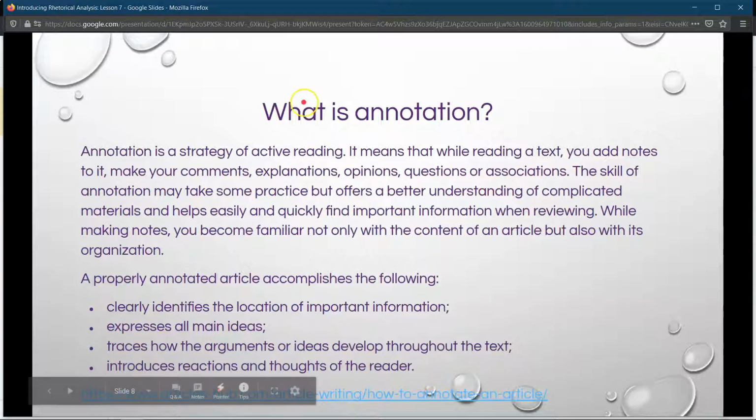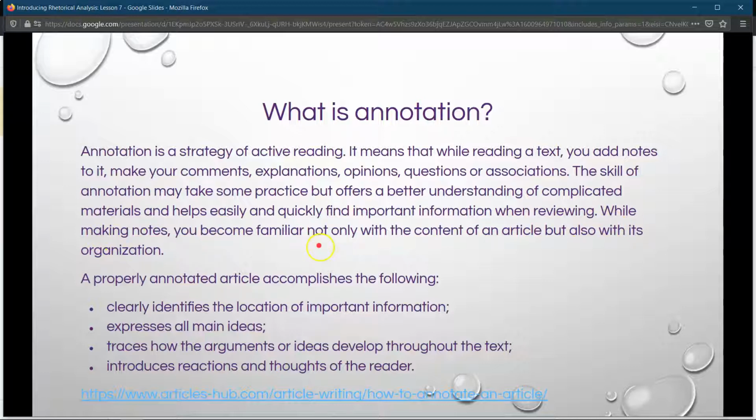And lastly, what is annotation? Annotation is a strategy of active reading. It means that while reading a text, you add notes to it, make your comments, explanations, opinions, questions, or associations. The skill of annotation may take some practice, but it offers a better understanding of complicated materials and helps easily and quickly to find important information when reviewing.